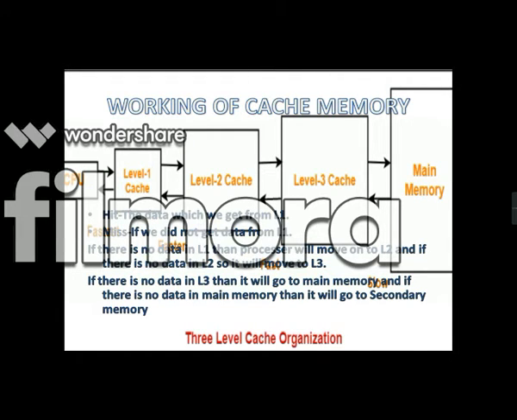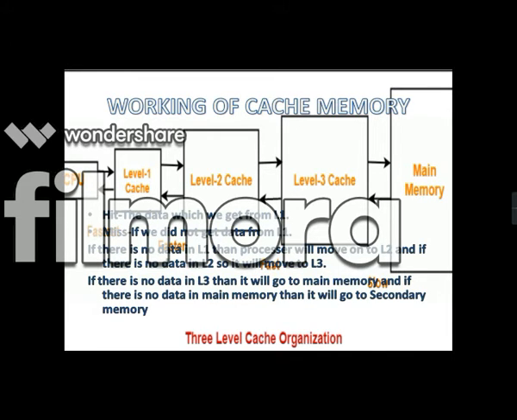In the background, as you are able to see, is how cache memory works. First of all, the CPU will go to level 1 cache, level 2 cache and level 3 cache. They are types of cache memory. The CPU will first go to the L1 cache, or level 1 cache. If it gets data from the L1 cache, it is called a hit, and if it doesn't get data, it is called a miss.